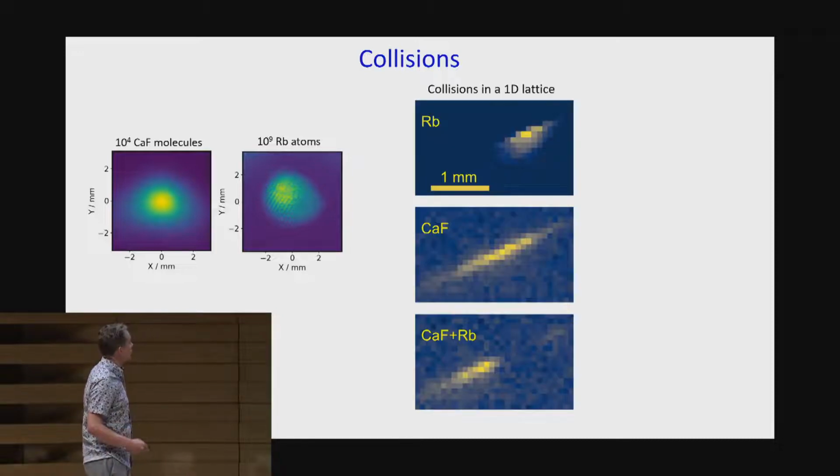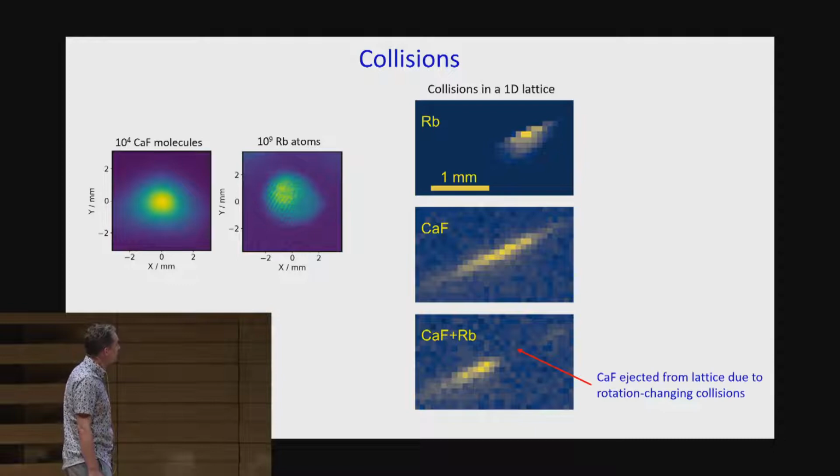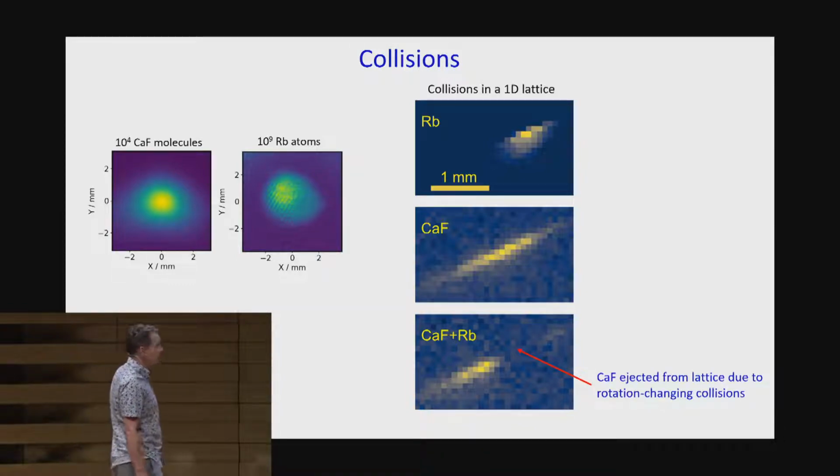I'll just show you some recent data from the lab where we look at the collisions in a 1D lattice. In the top picture, you see rubidium loaded into the lattice on its own, and here calcium fluoride loaded into the lattice on its own. Then we load the two species together, and what you see is that in the place where the two species overlap, the calcium fluoride is ejected from the lattice.